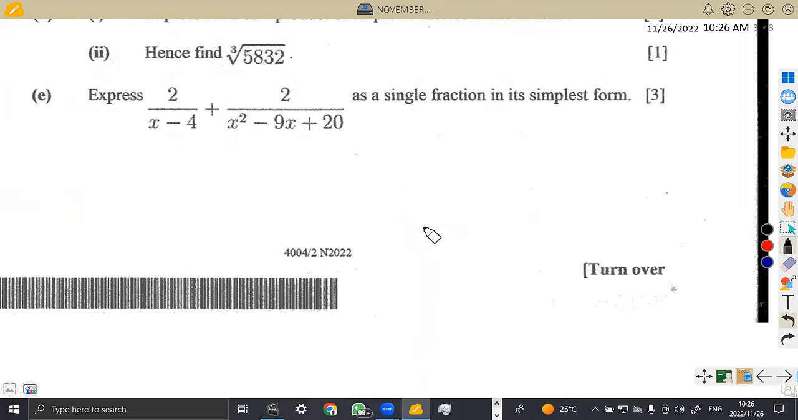Okay, anyway, on the E part, we are asked to express 2 over x minus 4 plus 2 over x squared minus 9x plus 20 as a single fraction. So, guys, you definitely need to factorize first for anything. Do we have anything that is common here? The first part we're just going to write as it is, 2 over x minus 4. There's nothing that we can do here.